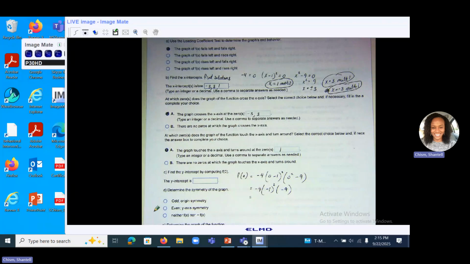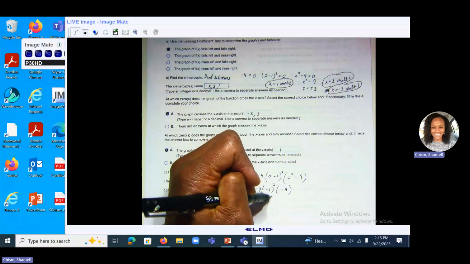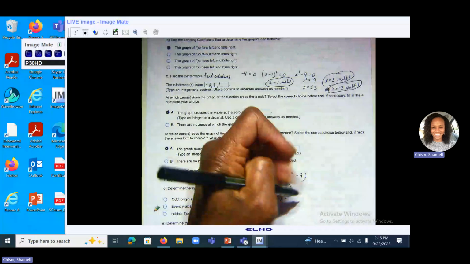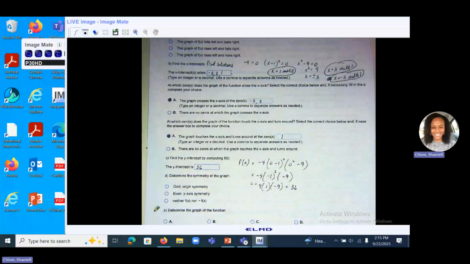Continuing, let's see what we get here. For part C, I'm sorry, for the y-intercept, I'm sorry. Continuing on, we've got -4 times 1 times -9. So that is 36. So the y-intercept is 36. Okay.